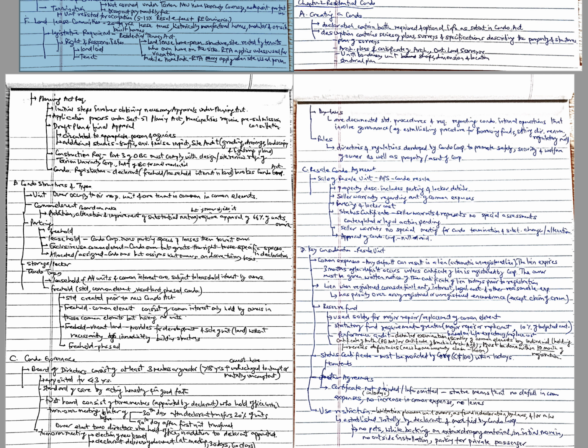Use restrictions. Use restrictions are the limitations placed on the unit owners as found in the declaration, bylaws, and rules. They are established initially by declarants and modified by the condominium corporation. For example, no pets, no exterior drapery of material visible from outside, no outside installation, parking for private passengers only, and so on.